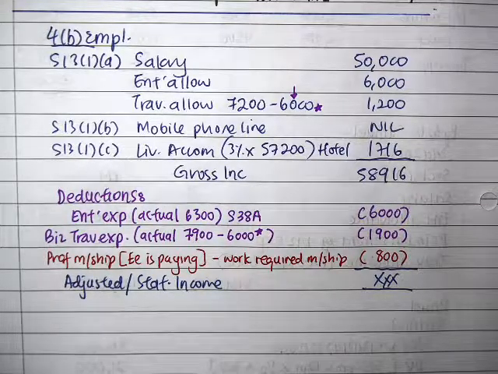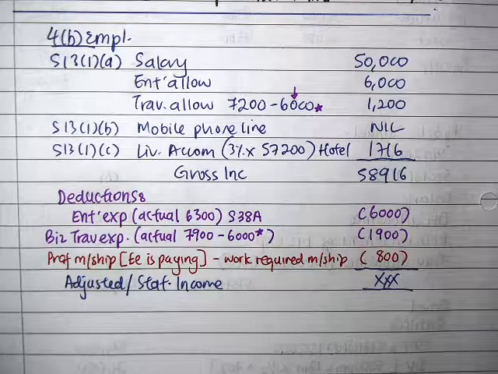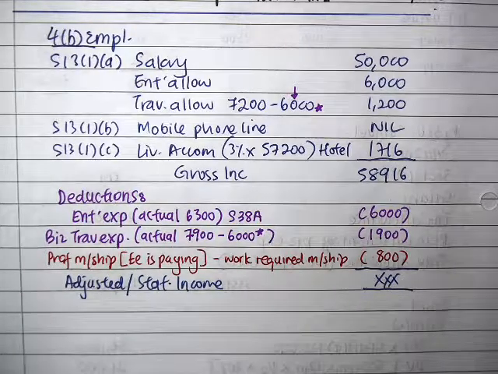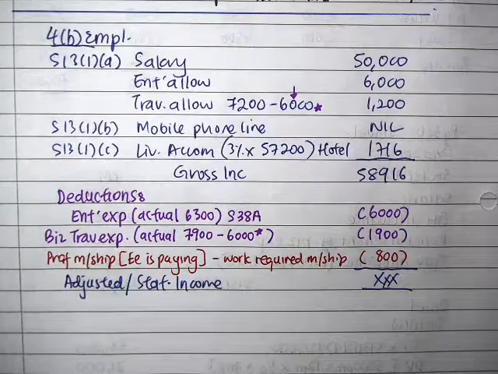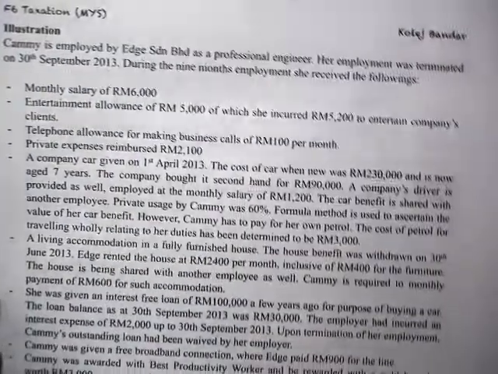Right, Cabin is employed by H. Sandram Berhad as a professional engineer. Okay, her employment was terminated on 30th September 2013. Now, during the 9 months employment, she received the following. Salary, 6,000 a month. Okay, entertainment allowance is 5,000.